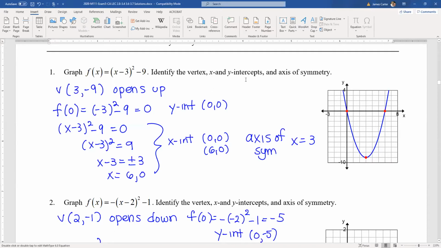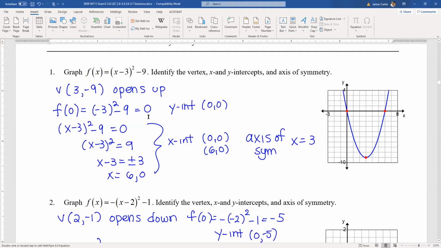Now it asks, what are the x and y intercepts? Well, the y-intercept is if you replace all of the x's with zeros, then what do you get? You replace this with 0, you get -3 squared, which is 9 minus 9 equals 0. Here's the work on that. And so the y-intercept is (0, 0). You can see it in the graph.